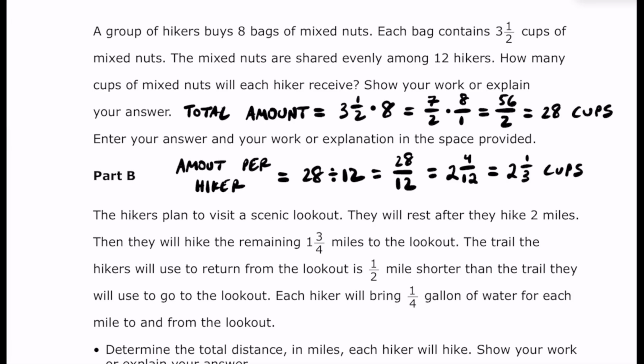So you just want to do these two steps for part A. You first want to find out the total amount and write this expression. Then solve it to get this answer of the total amount of nuts. And the next thing is you would want to find out the amount per hiker.